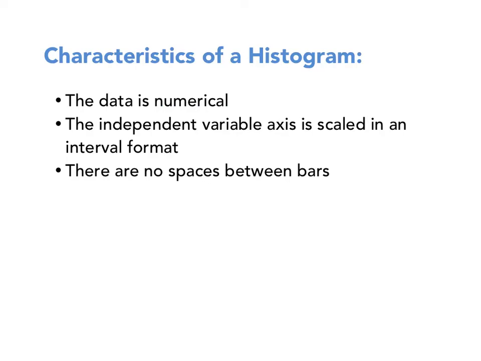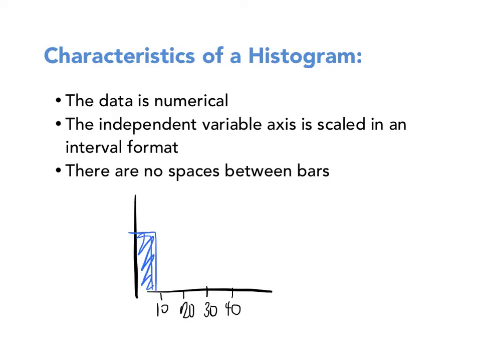So characteristics of a histogram. The data is numerical. The independent variable axis is scaled in an interval format. So as we've looked at before, you will see ranges like 10, 20, 30, 40, and when you have a bar going from 0 to 10, you know that that data, however far up it goes, is in the range of 0 to 10.